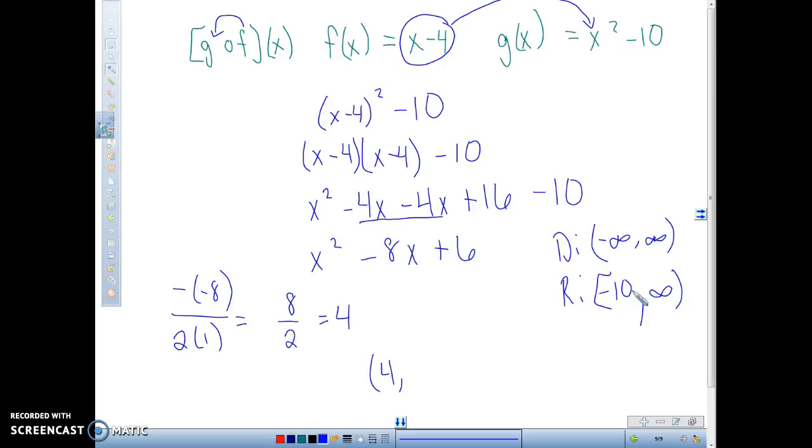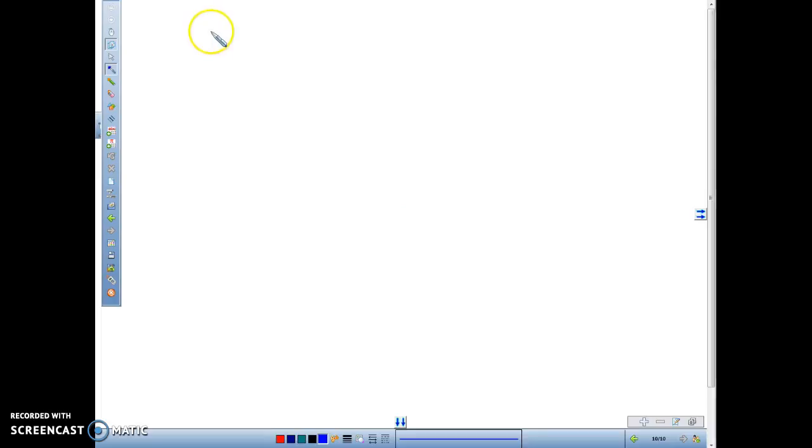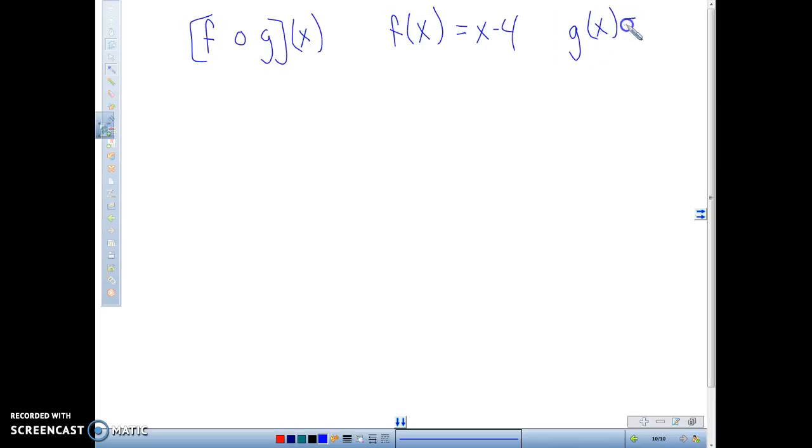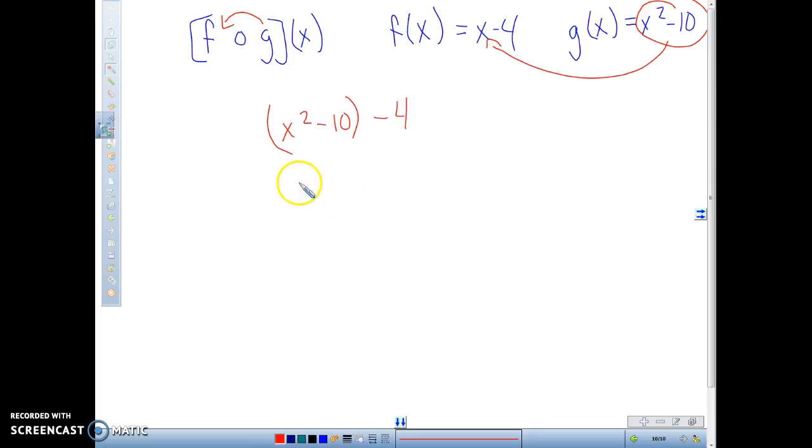Now we're going to use those same functions and we're going to go the other direction. So I want you to use those same functions, except now we're going to find f of g of x, where f of x equals x minus 4 and g of x equals x squared minus 10. So same functions, we're just going the other direction. So you're taking the g function and plugging it into the f function. So you're taking this, plugging it in for x. So we have x squared minus 10 minus 4, which would just be x squared minus 14.